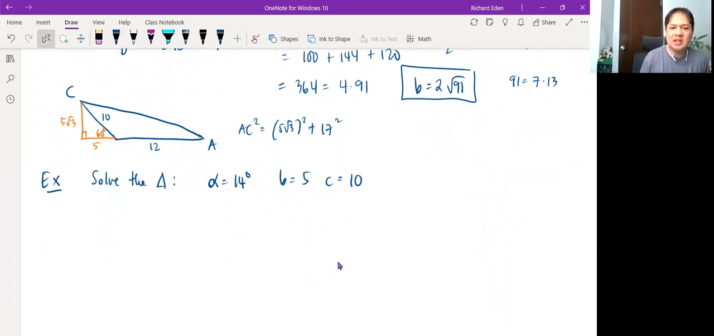So B, we're not given beta. We have C, but we're not given gamma. What we have is alpha, which is the included angle. That means we can use the law of cosines. A squared is B squared plus C squared minus 2BC cosine alpha.